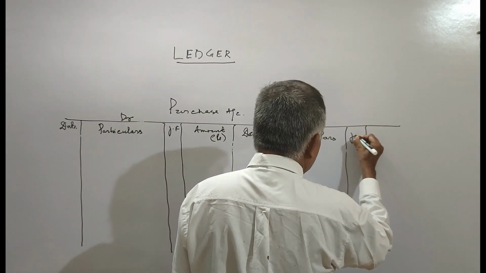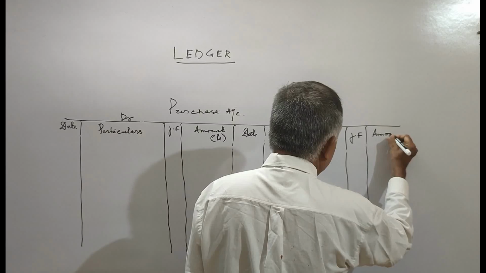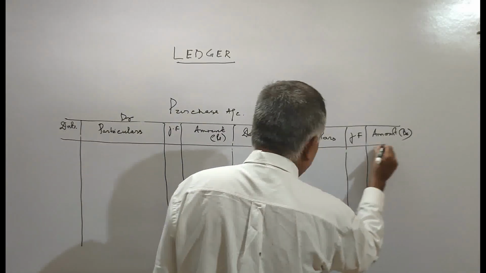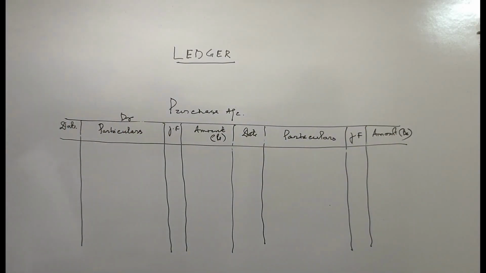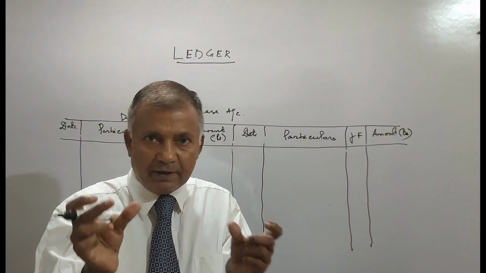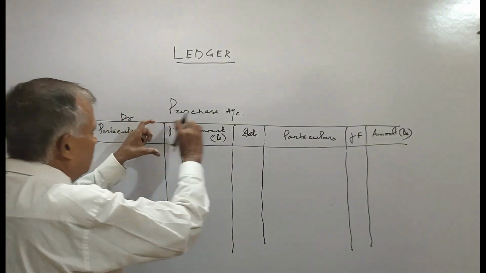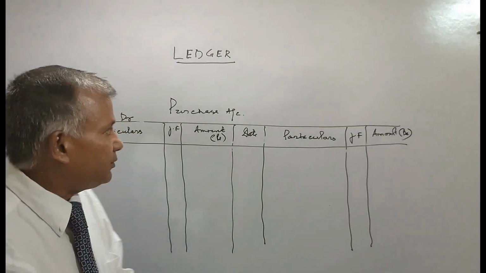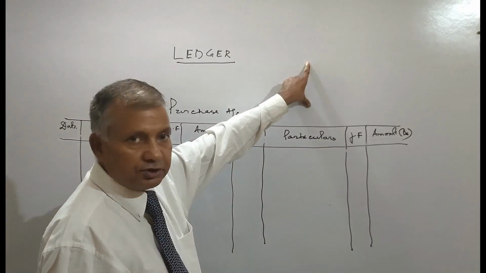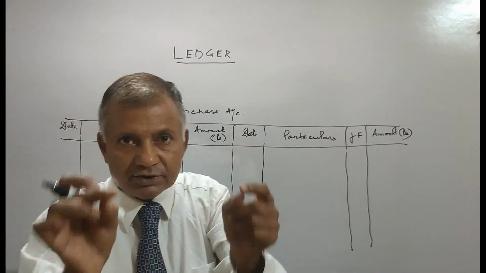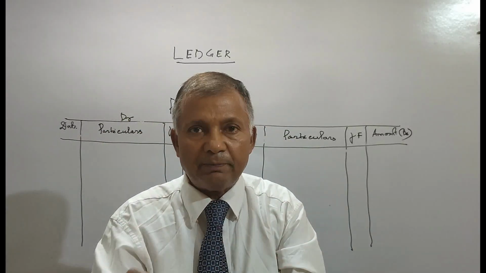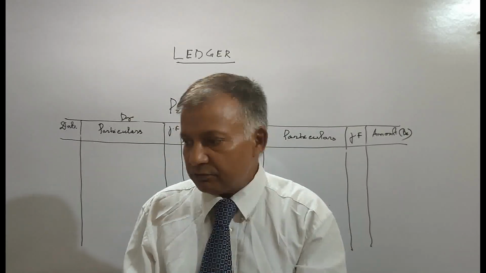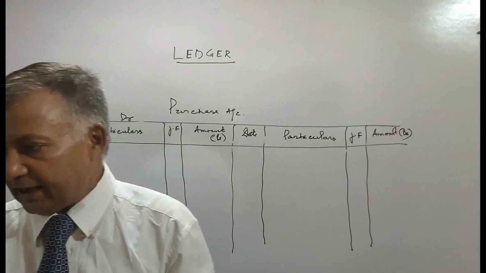This is your journal folio and amount. This is the format of a ledger, right? So when we prepare a ledger, we have to prepare a number of accounts. But how many accounts shall we prepare? In a journal, if the journal contains 20 accounts, we have to prepare 20 ledgers. If the journal contains 15 accounts, we have to prepare 15 ledgers.